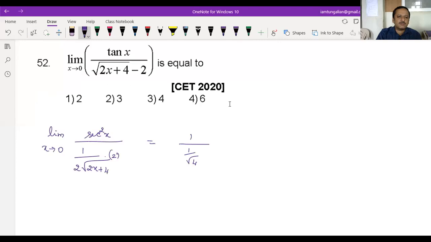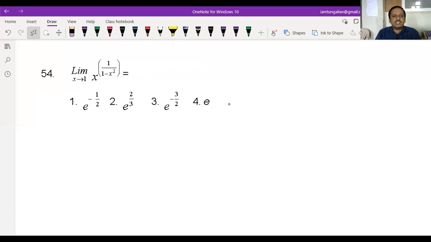So when you say 0 by 0, usually we'll think of L'Hospital's rule. Yes, that is what we are going to do now. Use L'Hospital's rule. What does it say? It says that you differentiate both numerator and denominator separately, not by using the quotient rule. So the derivative of tan x is secant square x, divided by the derivative of root of 2x plus 4, which is 1 by root of 2x plus 4 into 2, into the derivative of 2x plus 4, which is 2.